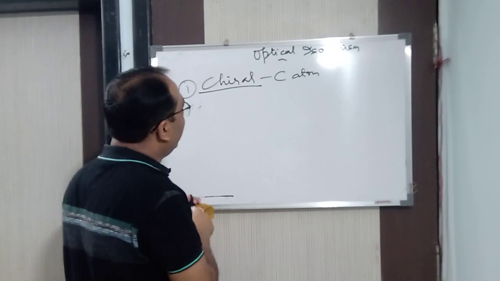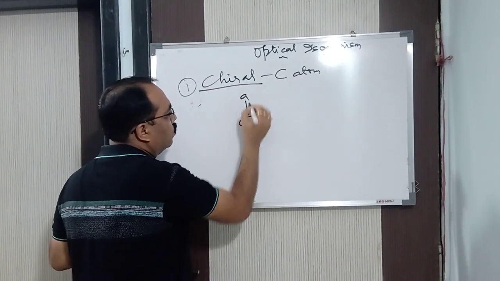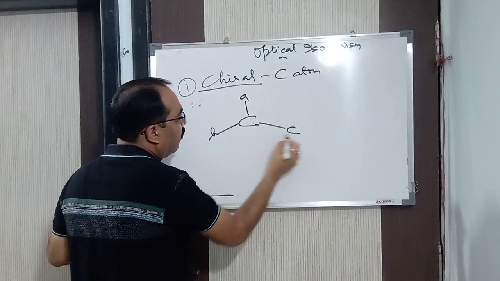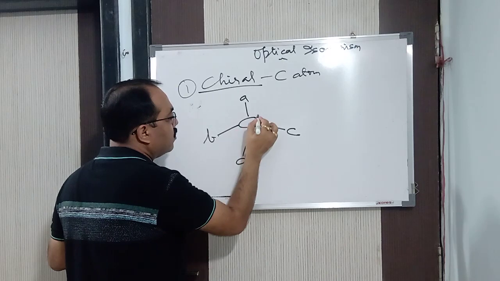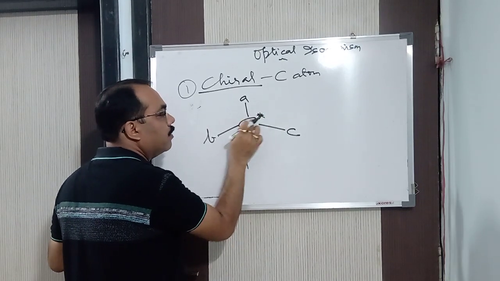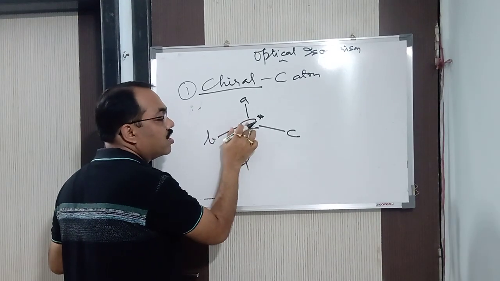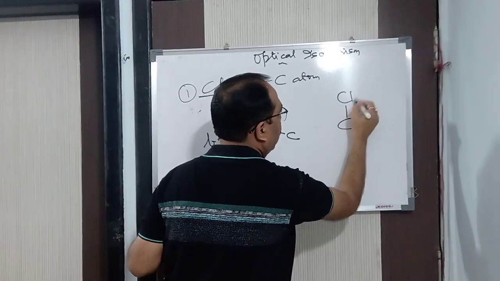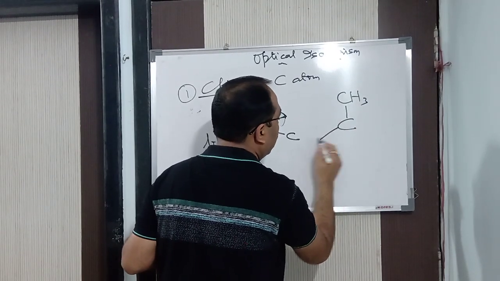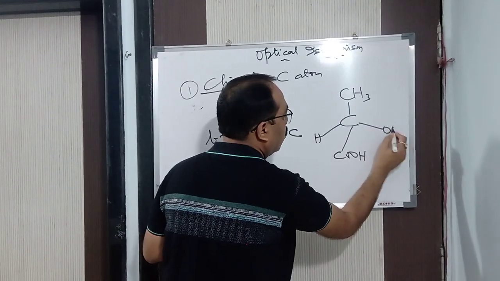Now, next is chiral carbon atom. What do you mean by chiral carbon atom? When one carbon atom is attached to 4 different atoms or groups. And how do you represent it? We represent it by an asterisk mark or star mark over the carbon atom. This is known as chiral carbon atom. For example, let us say here CH3, here it is COOH, here it is H, and here it is OH.